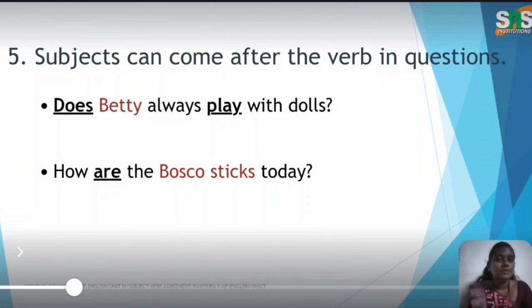And the fifth rule is, subjects can come after the verb in questions. If there is a question, the subject will always come after the verb. So let us see the example. Does Betty always play with dolls? Here you can clearly see that first we are placing the verb, does, right? And after that verb only the subject will be placed. And then the second example, how are the Bosco sticks today? The same can be applied here.